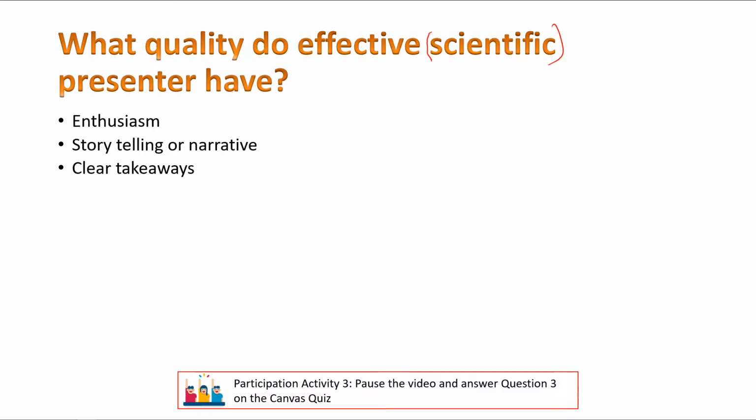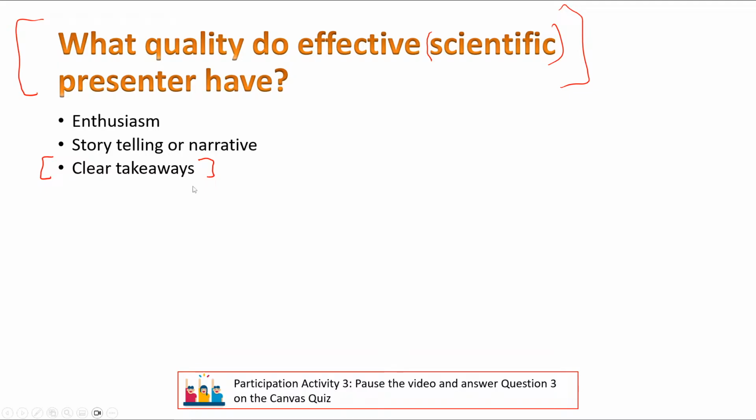For example, what is the clear takeaway of this slide? I put it here: what universal quality do effective scientific presenters have? That's the takeaway that I want you to take, that there are universal qualities that effective presenters have. So a clear takeaway for each slide is basically one of the techniques that we will learn: how to have a clear takeaway for each slide, and a clear takeaway for the overall goal of what you're doing.